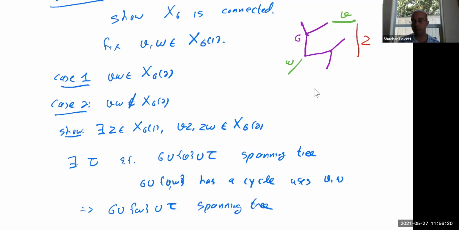Basically, because I can replace V and W, I'm not going to create new cycles, because the only cycle goes through both V and W. Again, this is like a pure graph theory statement. And this again implies that we can connect.